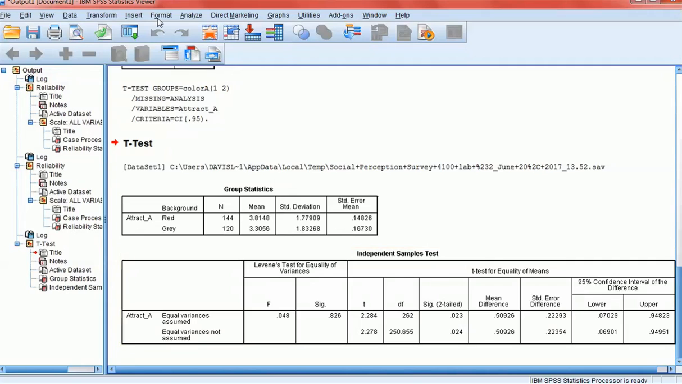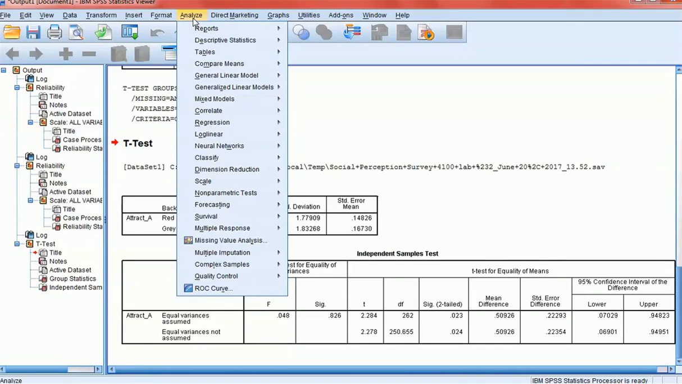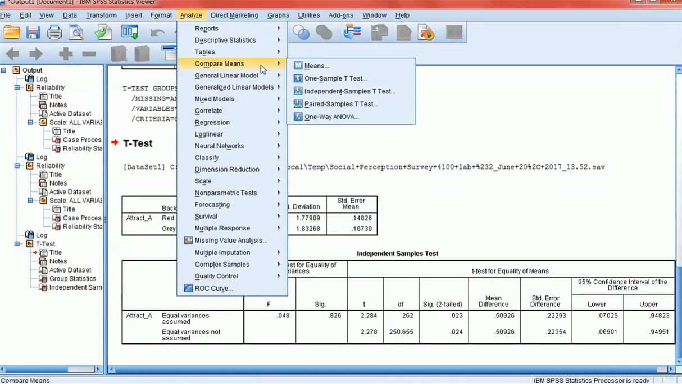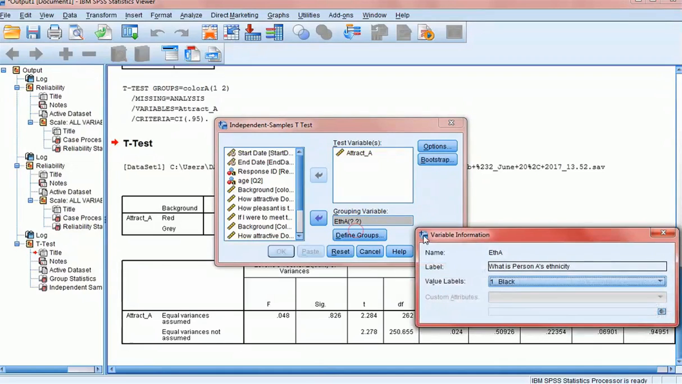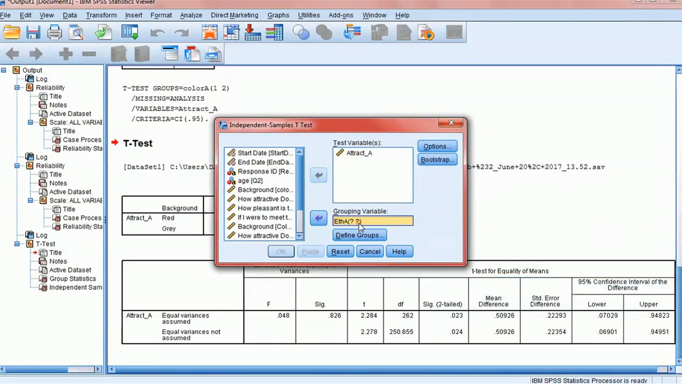So the next thing we'll do is look at the ethnicity of the person to see if there's an effect there. So again, I'm going to go to an independent samples t-test, and instead of looking at the color, now I'm going to look at ethnicity. Here we go. And I'm going to define those groups as comparing black versus white. So 1 and 2 again. And I'm going to click OK.